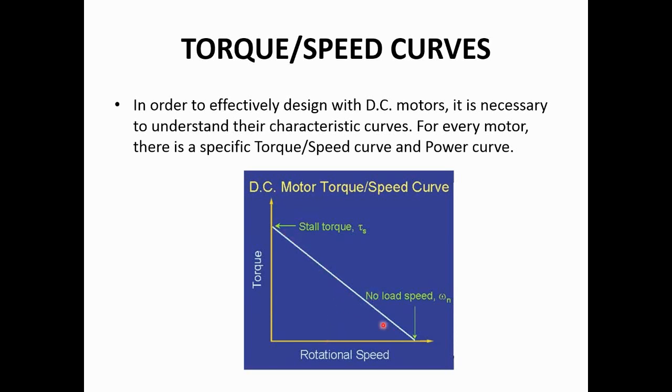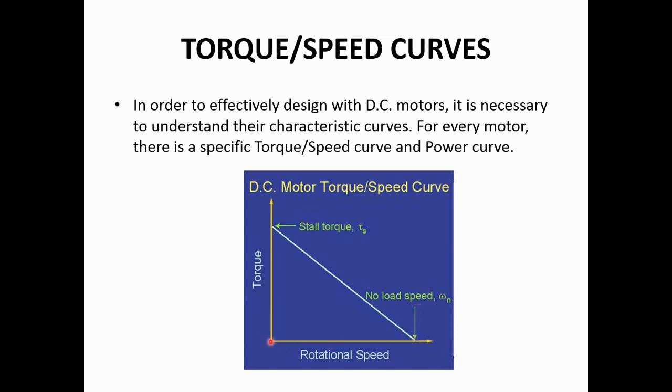There are two interesting points, what we call the no load speed and the stall torque. How does this work? Imagine you give 5 volts to the machine, and you don't have any load connected to the shaft, meaning it's not rotating anything. The motor will rotate at the no load speed. But as you add load to the shaft, the motor won't be able to rotate at this maximum speed anymore. So no load speed is also the maximum speed.